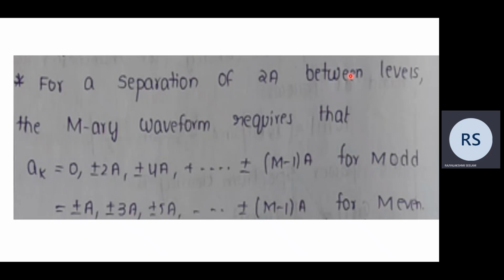For a separation of 2A between levels, the M-array waveform requires the following condition, for M odd and for M even. For M odd, we take A_k equals 0, plus or minus 2A, plus or minus 4A, and so on, up to plus or minus (M minus 1) times A. For M even, we consider plus or minus A, plus or minus 3A, plus or minus 5A, and so on, up to plus or minus (M minus 1) times A.